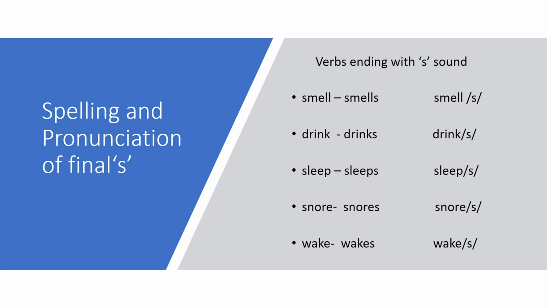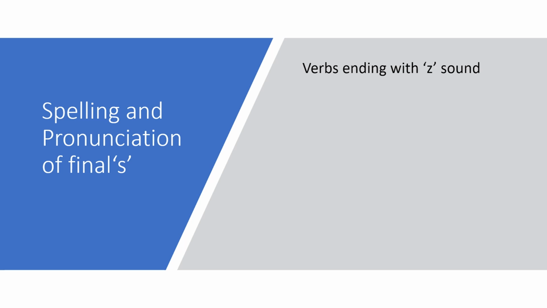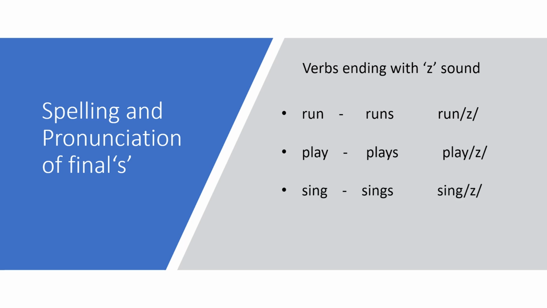Moving further, now we will discuss the verbs which end with Z sound. For example, run becomes runs. Play becomes plays. Sing becomes sings. Love becomes loves. So as you can see, all these words end with Z sound.